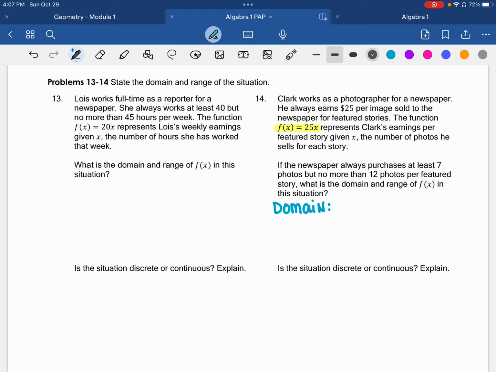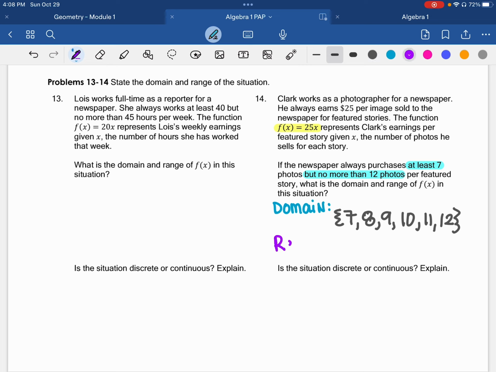When he's selling photos, he's selling at least 7, but no more than 12 photos. So these are going to be my range, my domain numbers. However, I also need to stop and think, can he sell part of a photo? Well, that doesn't make any sense. Who would want to buy part of a photo? And how would you even sell them part of a photo? So his domain would be 7, 8, 9, 10, 11, 12. That would be my domain.